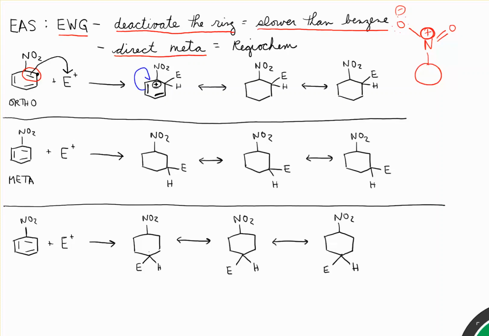One resonance structure would have that double bond come over. The carbocation would then look like this. The last resonance structure has that double bond moving over as well. And the carbocation would look like this. So those are the three resonance structures if it were going to the ortho position, and we'll discuss the stability of those in a second.